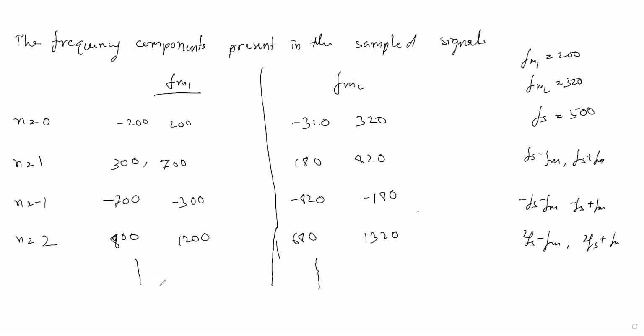But we are not going to find for n equal to minus 2 or n equal to 3, 4, 5 like this, because by looking at this component we have found that for n equal to 2, all the frequencies are beyond 500, because this sampled signal is sent through the low pass filter. I have described what a low pass filter is. A low pass filter blocks some signals, and here the cutoff frequency is given as minus 500 to 500.